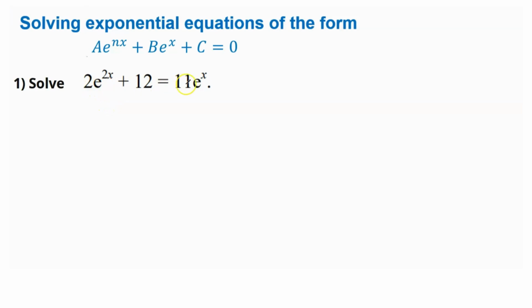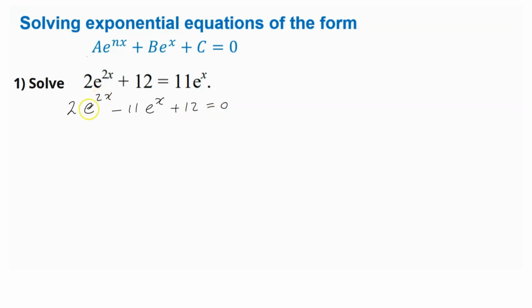Let us write the equation in standard form. Therefore, we subtract 11e to the x from both sides. Therefore, we get 2e to the 2x minus 11e to the x plus 12 equals 0.